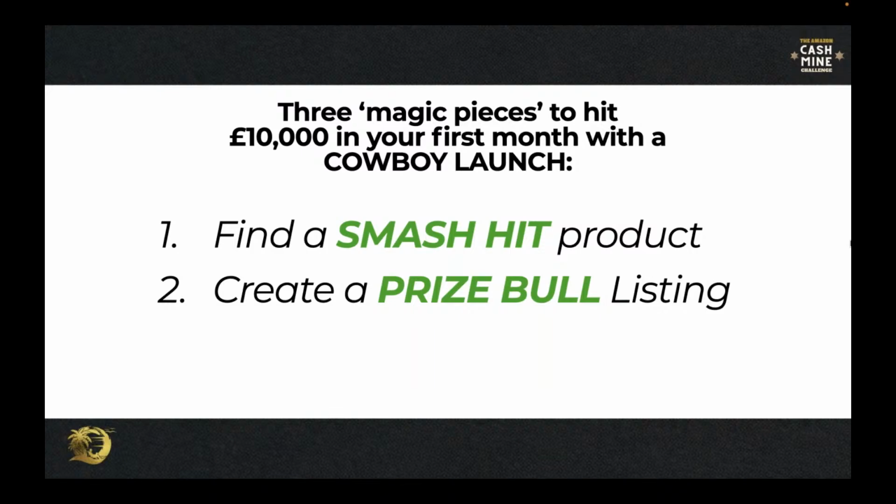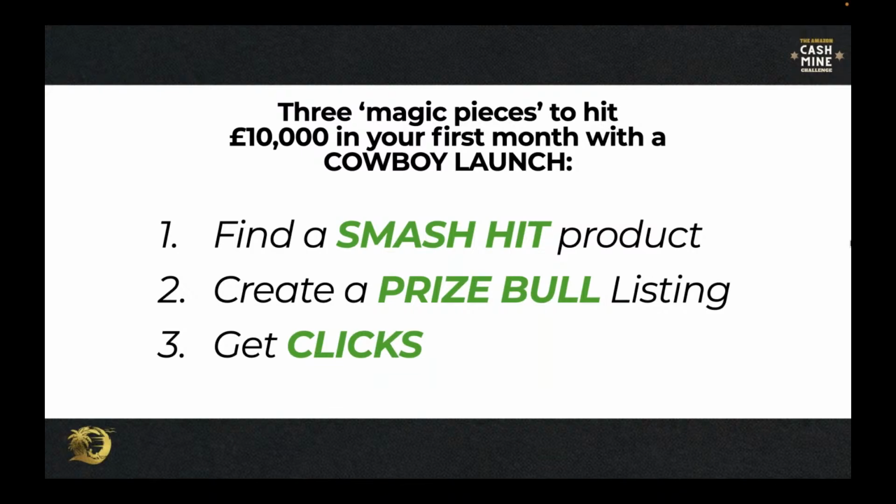Number 2, we need a prize-winning listing. You can't just have a great product. The listing has to be good. It has to stand out, and we'll talk a bit about what that means. Step 3, you have to get clicks on that listing. There are loads of things people think about when it comes to setting up an Amazon business, but we just don't want to get overwhelmed by every single step in the whole process.